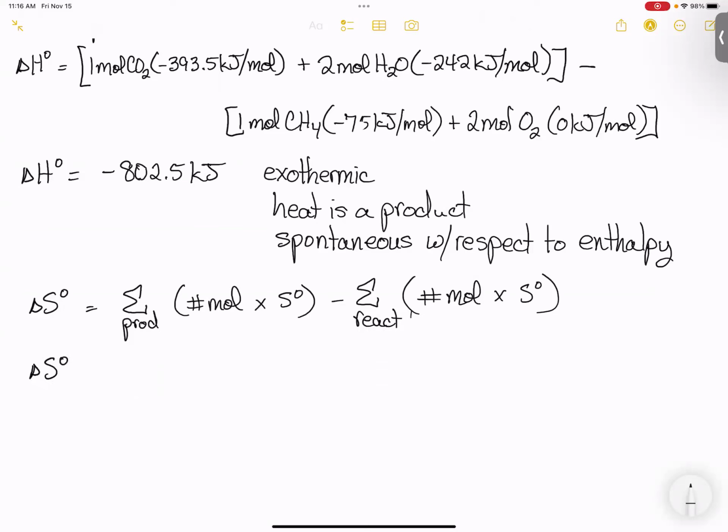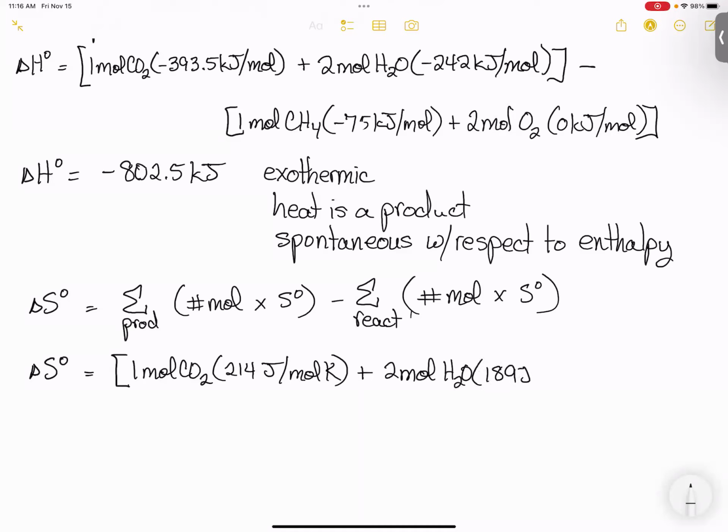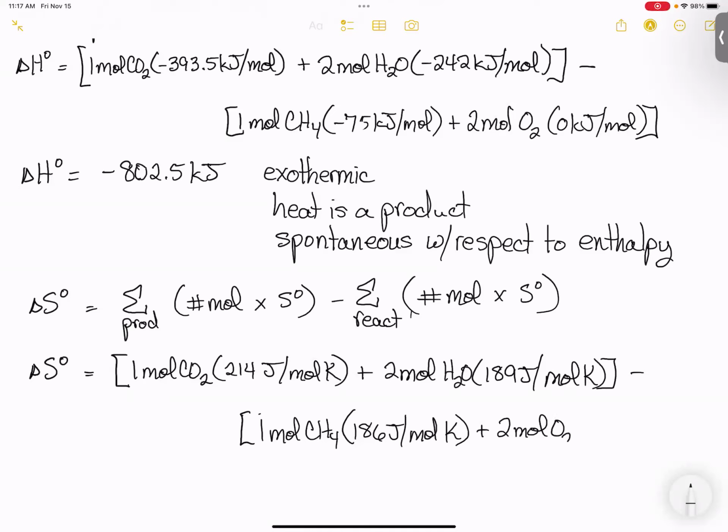So our delta S naught is going to equal 1 mole of CO2 times 214 joules per mole Kelvin plus 2 moles of water times 189 joules per mole Kelvin minus 1 mole of methane times 186 joules per mole Kelvin plus 2 moles of oxygen times 205 joules per mole Kelvin.